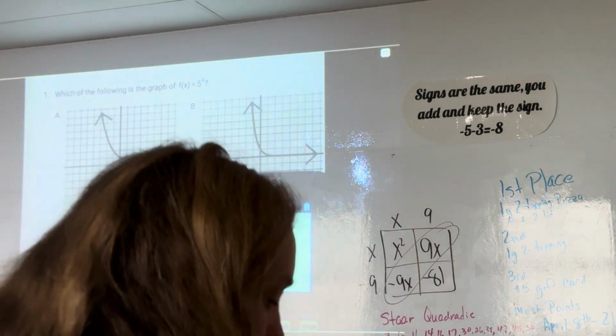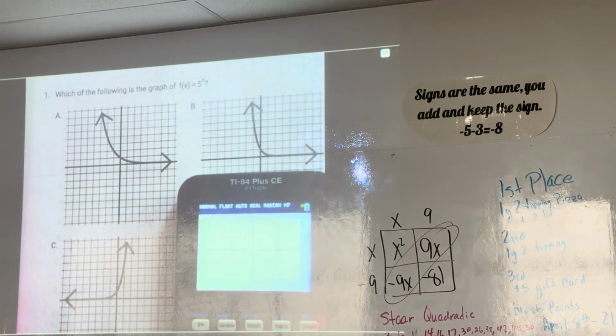Okay, so obviously we're gonna graph, and this one's pretty easy. What's my answer? C.